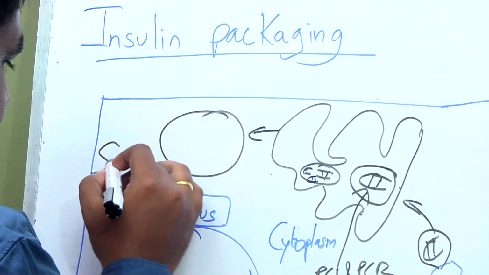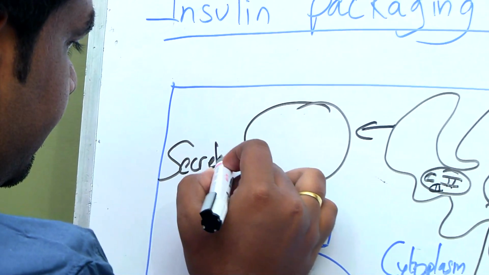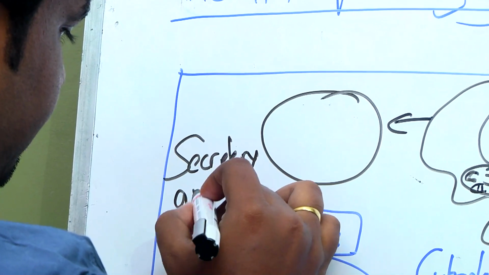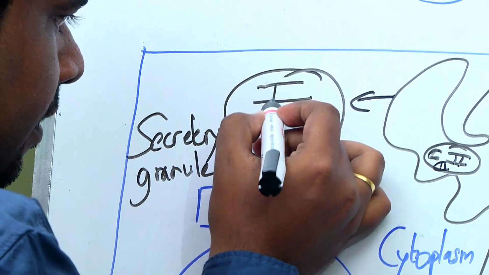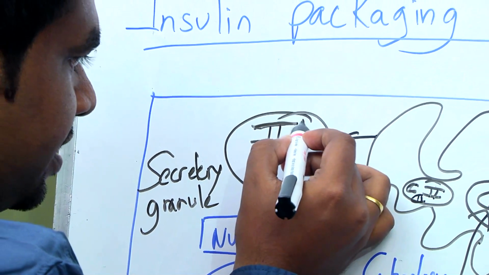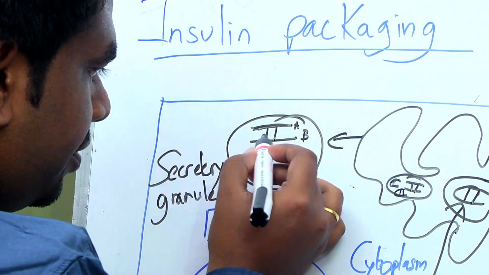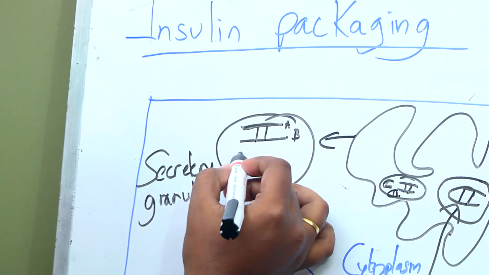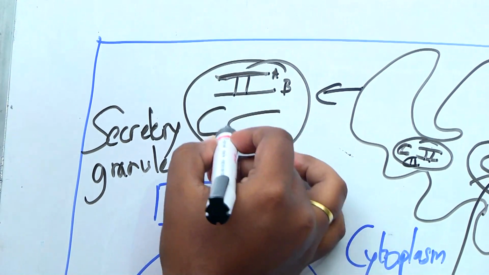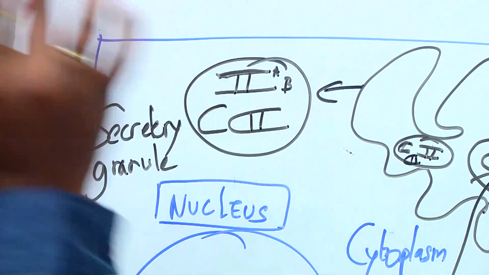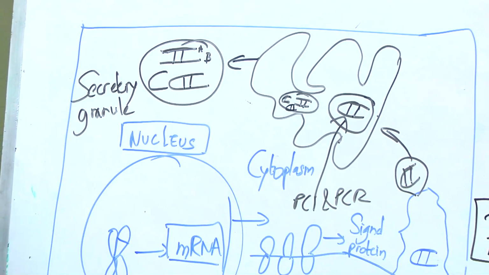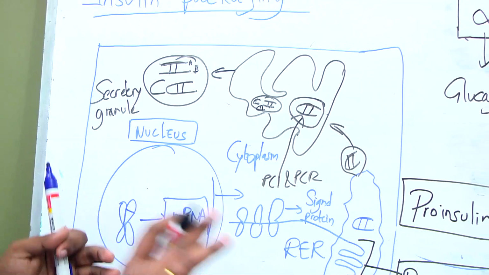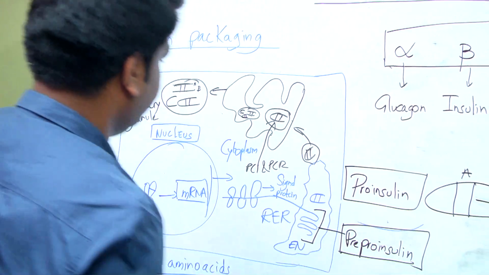So now you have a secretory granule which consists of an insulin which has your A subunit and B subunit with disulfide bridges, which has your C peptide, and which has some unconverted proinsulin. So this is the secretory granule. So now you have packaged your insulin. That is the first step in the secretion, right?